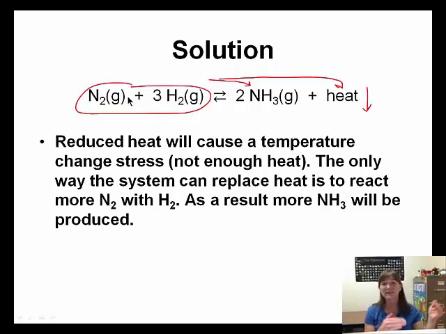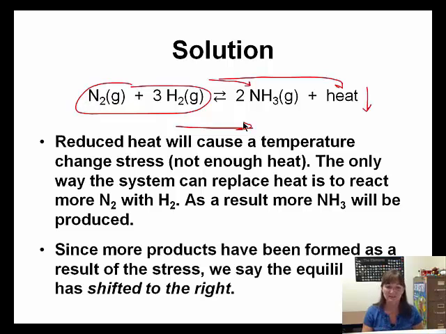So I know that when nitrogen and hydrogen combine, I make ammonia and I make more heat. So shifting to the right is what happens if I remove the heat. But remember I said, the equilibrium shifts away from an increase and towards a decrease. So since more products have been formed, we say that the equilibrium has shifted right.